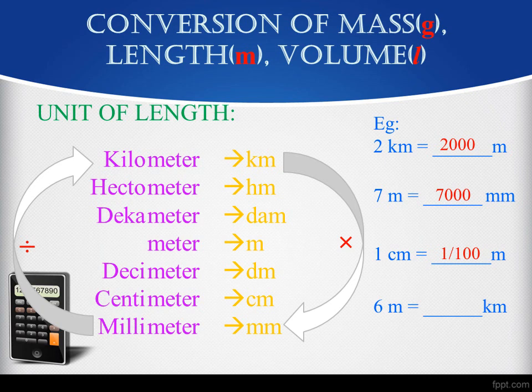The next one, 6 meter equal to dash kilometer. So meter is the smallest unit and kilometer is the biggest unit. We are going to convert from small to highest one. So we have to divide by 10 at each interval. How many intervals are there? 1, 2, 3. So 1 by 10 into 1 by 10 into 1 by 10 will get 1 by 1000. 6 into 1 by 1000 will get 6 by 1000.